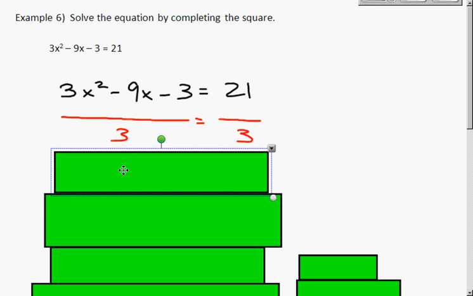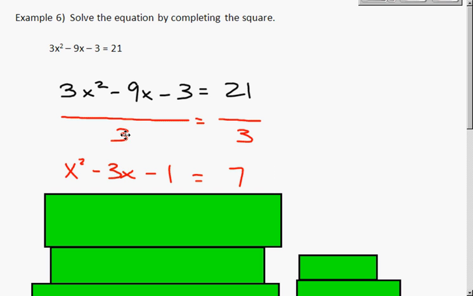When you divide both sides by 3, 3 divided by 3 is 1, which would basically give you 1x squared or x squared. Negative 9 divided by 3 is negative 3, and then we put the x. And negative 3 divided by 3 is negative 1. 21 divided by 3 is 7. You just completed step 1. Now you're jumping to step 2, and step 2 should be old news. This is basically what you worked through yesterday.